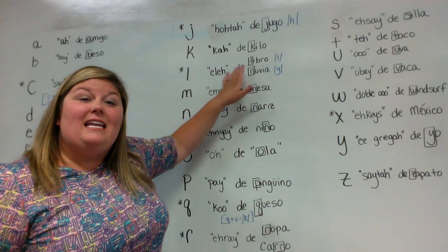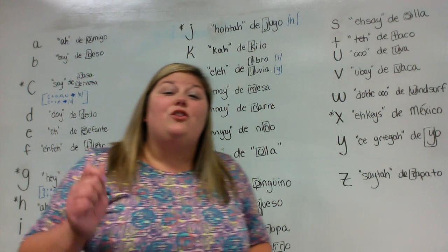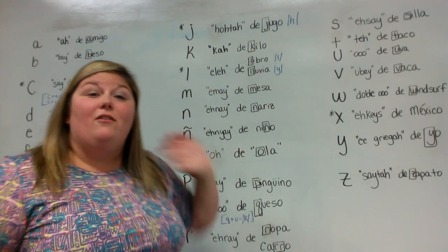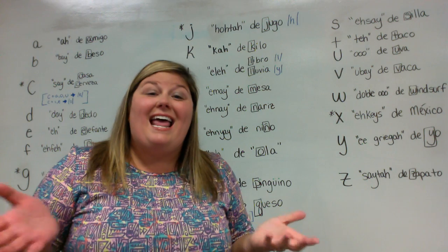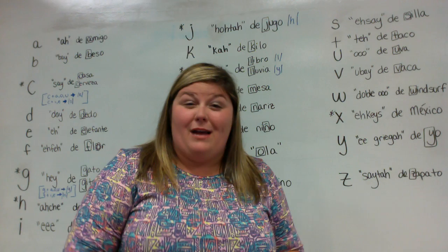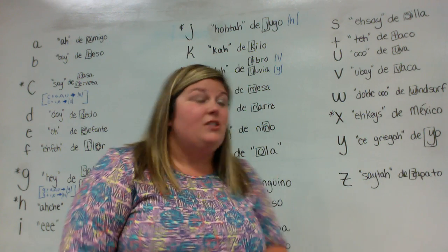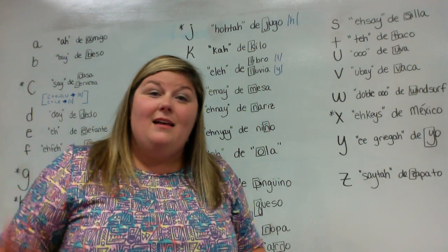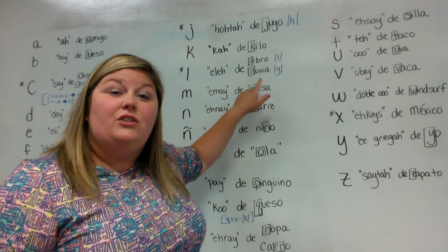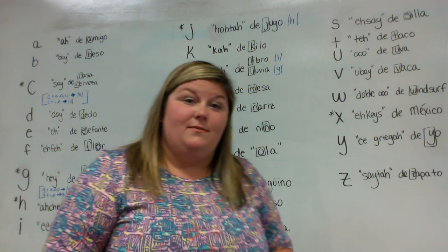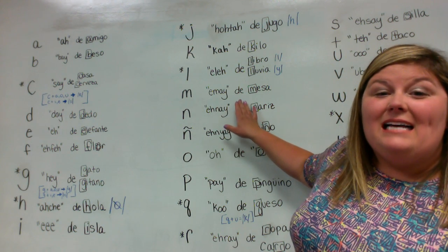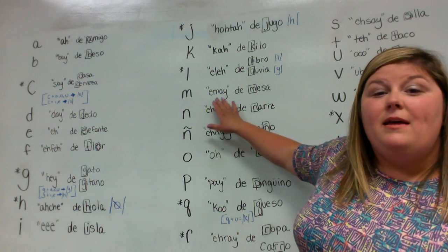Okay, L de libro, L de lluvia. So in Spanish, if you have an L by itself, it's just a regular L sound, L, libro. But if you see two L's together, it's going to be pronounced kind of like a Y would in English. So this word, lluvia, means rain. See? So libro, one L, lluvia, two L's. M de mesa. Mesa is a table. M de mesa.